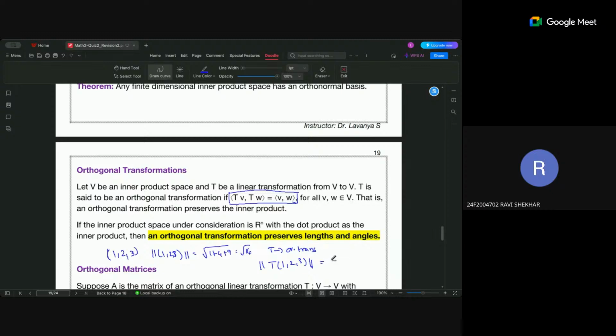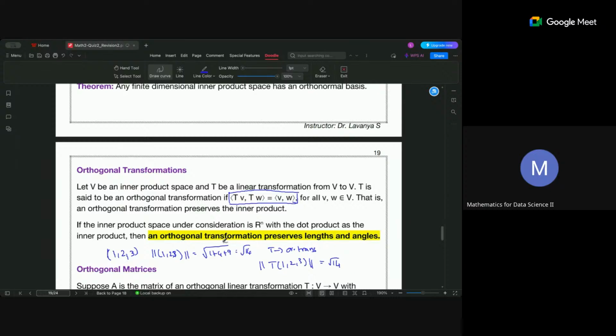It has to be 14 for orthogonal. It is again square root of 14, right? Because orthogonal transformation preserves length. So it is exactly the same as the norm of (1, 2, 3). Correct? Do you understand? Ma'am, but if both length and angles are preserved, then basically we are not doing anything. No, the positions can shift. Right? Oh, okay. Yes.